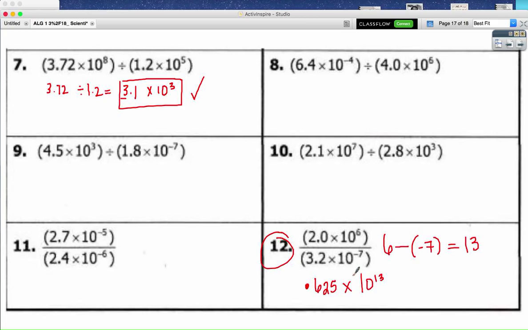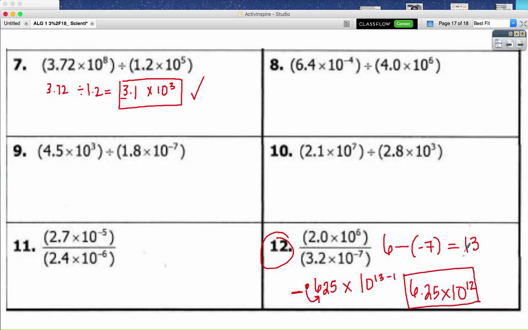But I have to slow down. I don't have one digit to the left of the decimal. 0 doesn't count. It has to be between 1 and 9. So we're going to have to fix this. I need to move the decimal 1 over to the right to fix it and make it 6.25. And since I went 1 to the right, left is add, right is subtract, we'll have to subtract 1, and so it's times 10 to the 12th power. That would be the correct final answer.